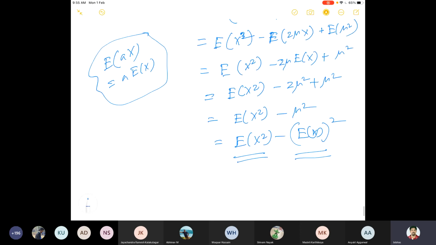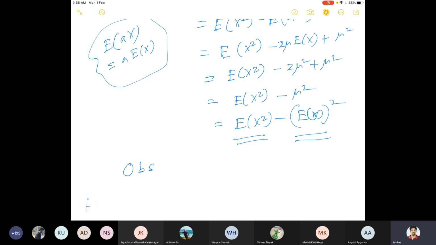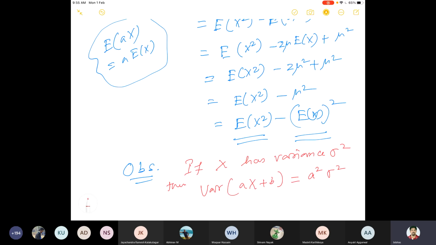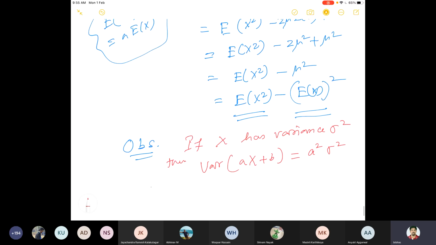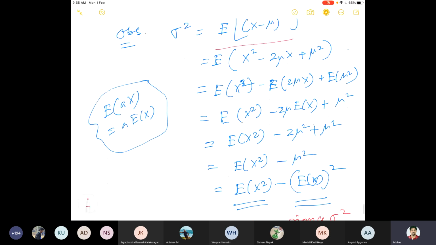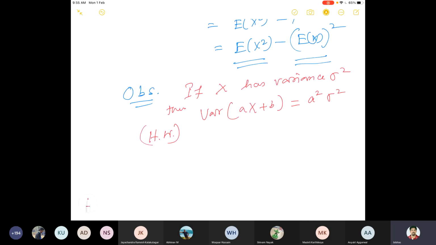Since we are running out of time, for the next observation I'll not prove it, because I need to finish this. It is very simple to prove, so let me say it is homework. If x has variance sigma square, then we show the variance of ax plus b, a nice function of a random variable, will be a square times sigma square. So sigma square also gets scaled here, even if you take an affine function. This is homework. Just use the definition of variance, like I have used it here. Do a similar thing and prove that it is nothing but a square times sigma square.